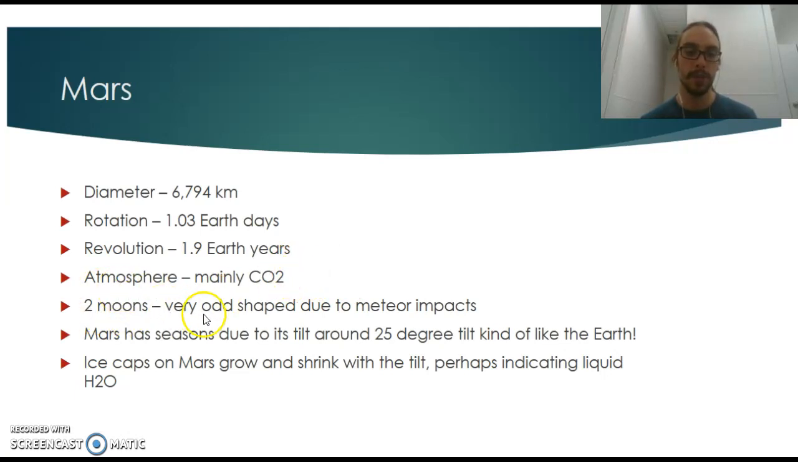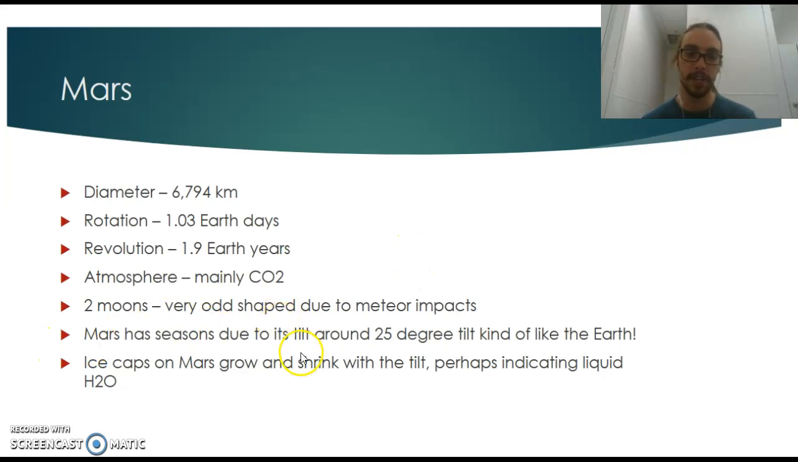It has 2 moons. They're very oddly shaped due to meteor impacts. So moons don't have atmospheres, so they get hit by asteroids, and they've been around for about 5 billion years, so it's a lot of time to get hit by planetary objects.